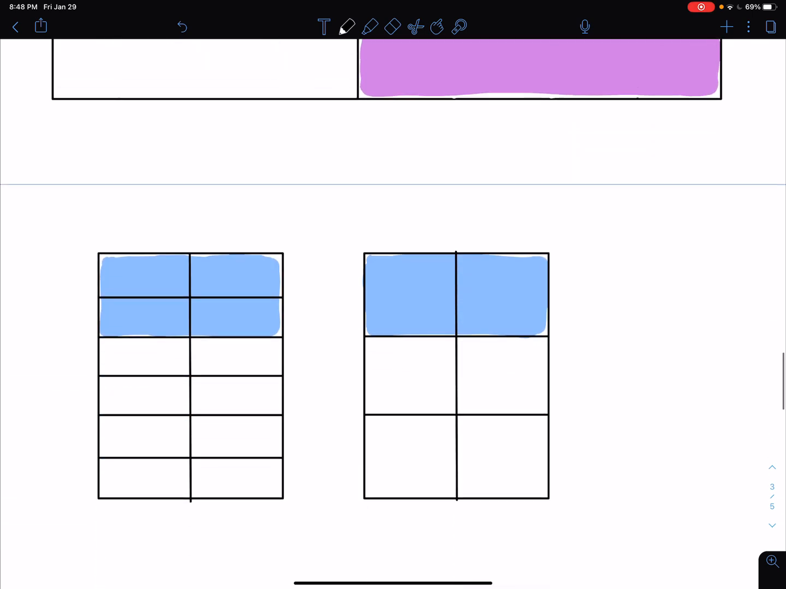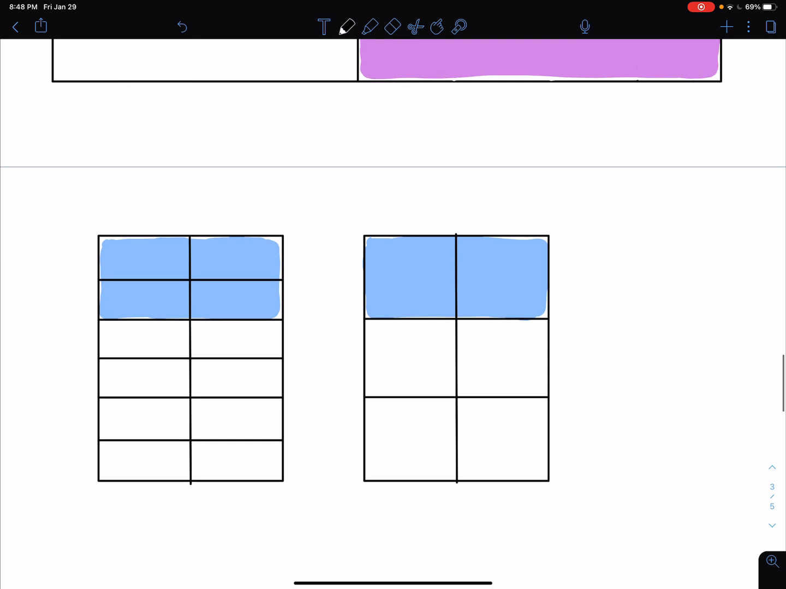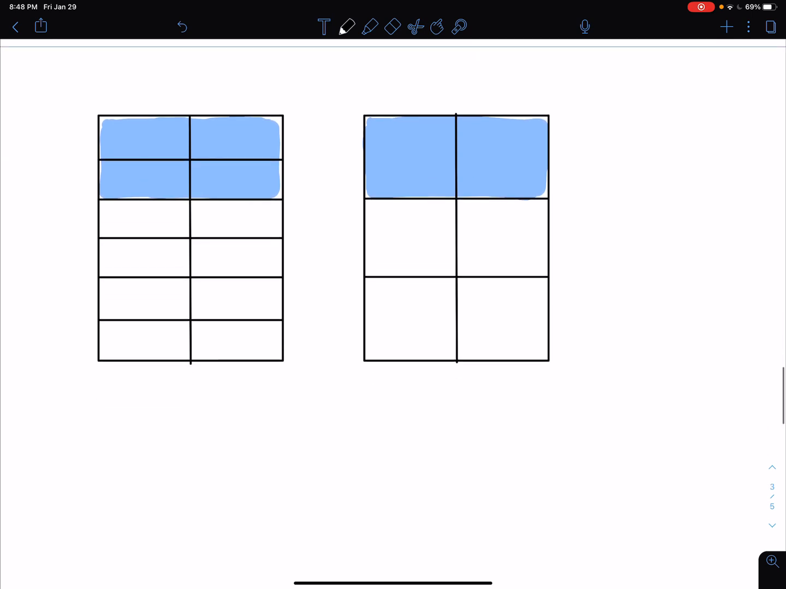This one right here, I want you to pause this video and try this one on your own, and then come back to check your work. So I'm going to do this one down here at the bottom. I'm just going to write my fractions underneath these shapes.